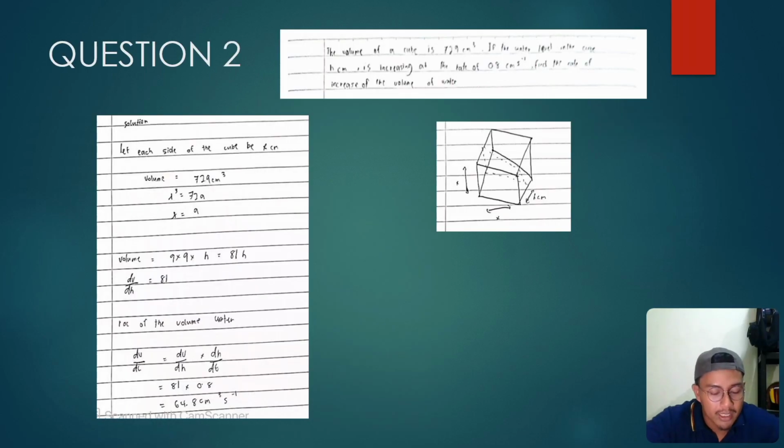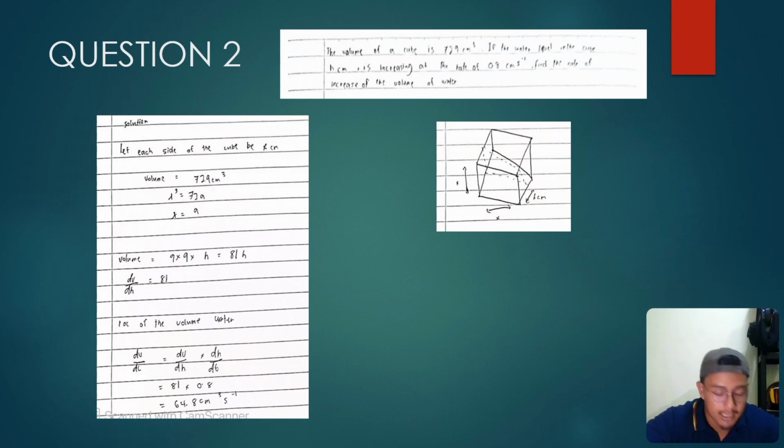Okay, for example, we have a cube. The volume of the cube is 729 cm³. If the water level in the cube, h cm, is increasing at the rate of 0.8 cm s⁻¹, find the rate of increase of the volume of water.